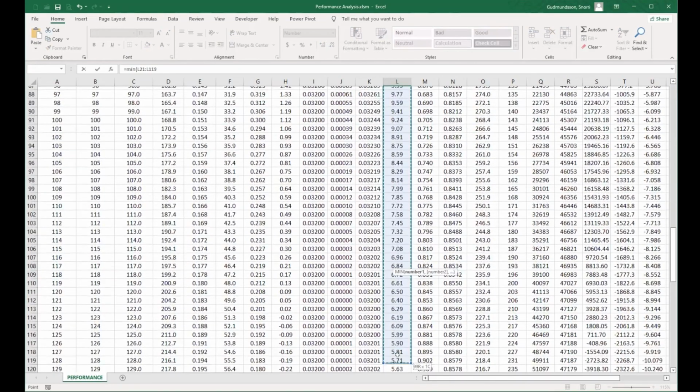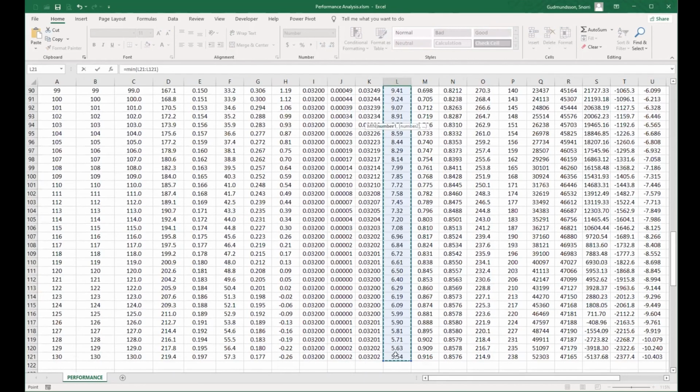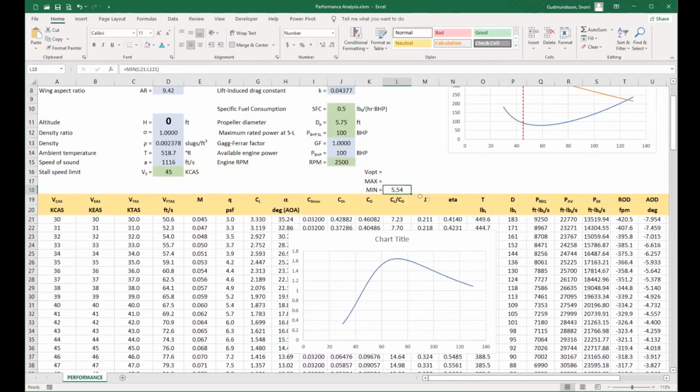The next step allows us to identify the airspeed with which the maximum or minimum is associated. This is a bit trickier, but pretty clever. We do this using the match and index functions. Let me show you how this works. I'll first show you how the match function works. I'll do it in the cell above here.